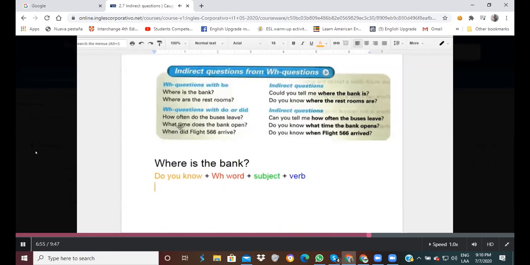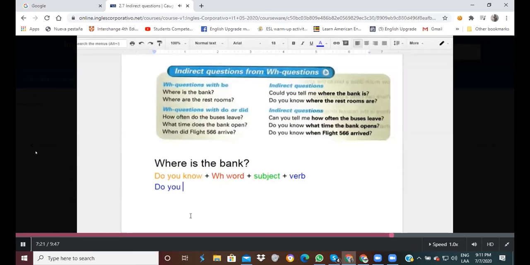Let's try to make sense of the other questions that you see there towards the bottom. In this case, we want to use a polite way of asking. So you can ask in the form of, could you tell me? Do you know? Can you tell me? And then it just repeats itself with do you know. So in this case, we're going to use do you know. That's the second question there. Do you know what time the bank opens?